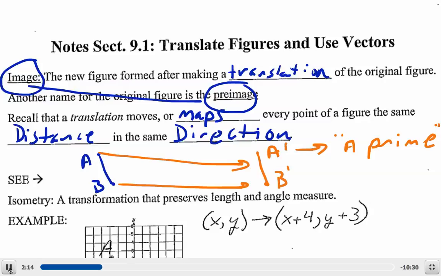I also want to talk about an isometry. An isometry is a transformation that preserves length and angle measures. The transformation that we did here is an isometry, because we want to preserve length and angle measure. If we shift it and we keep the same length and the same angle measure, for instance, in the next example down here, we're looking at a triangle. We keep the same angles in that triangle, and all the lengths are the same. We move all points in the same way. Then we've got an isometry.